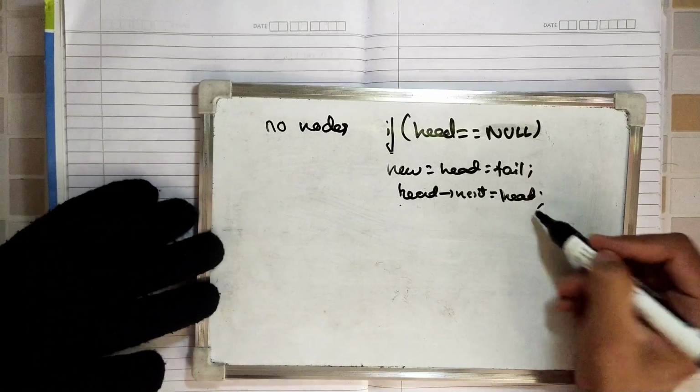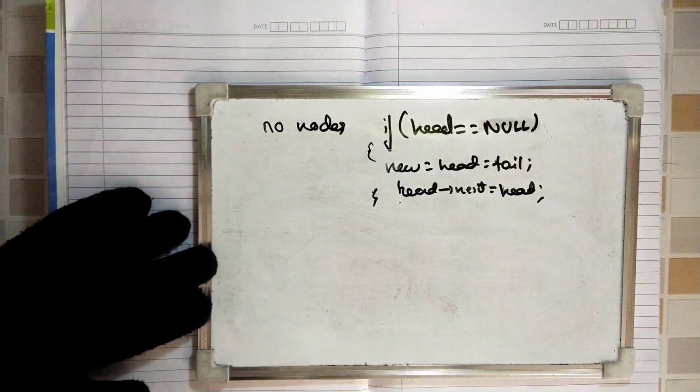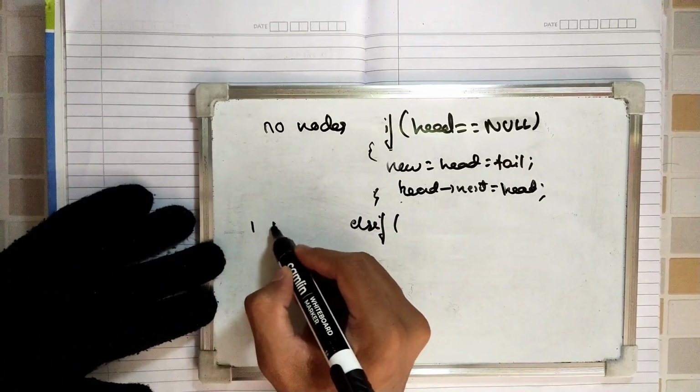So for this you will write the open bracket, close bracket, then here else if. Why does else if come? Only one node, right?